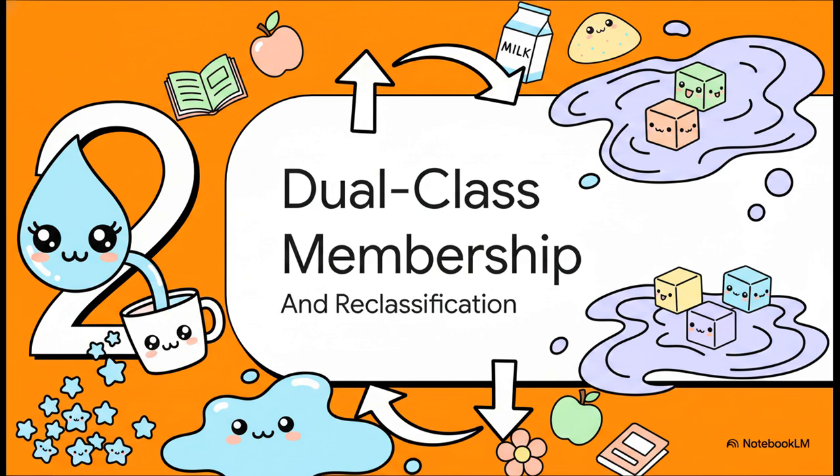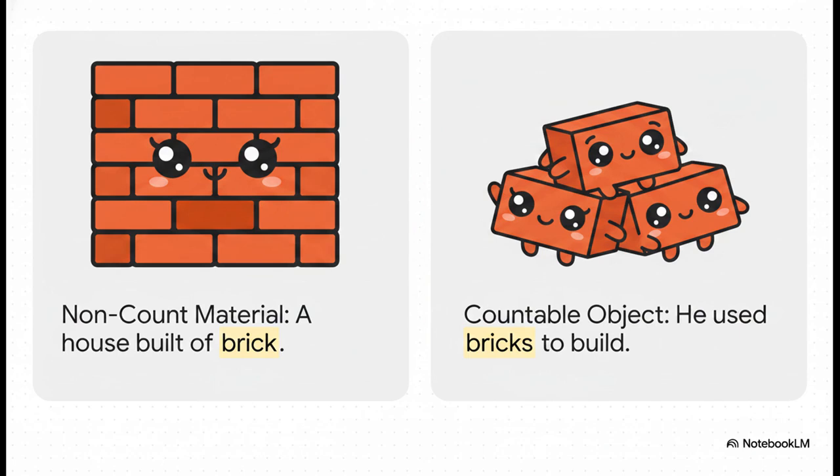Okay, now that we've got those basic classes locked down, let's step into section 2, dual class membership and reclassification. This is where we reveal the incredible fluidity of English nouns. Because as it turns out, countability is rarely a rigid property. A single lexical item frequently possesses dual class membership, and it depends purely on the speaker's communicative intent.